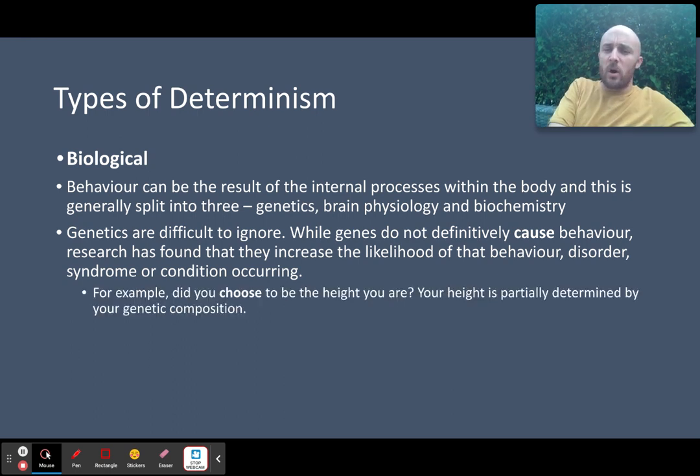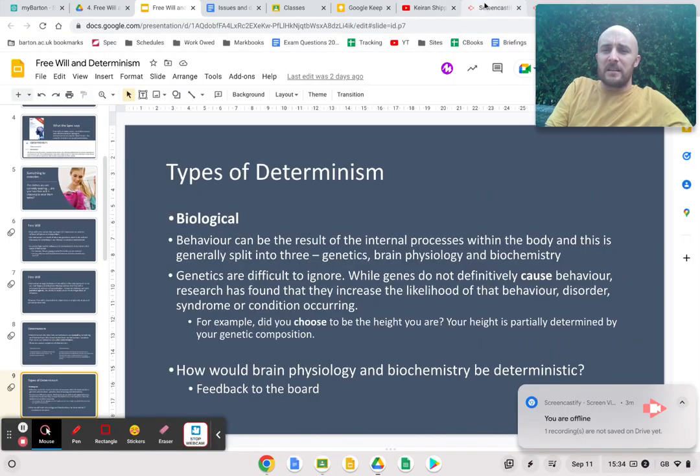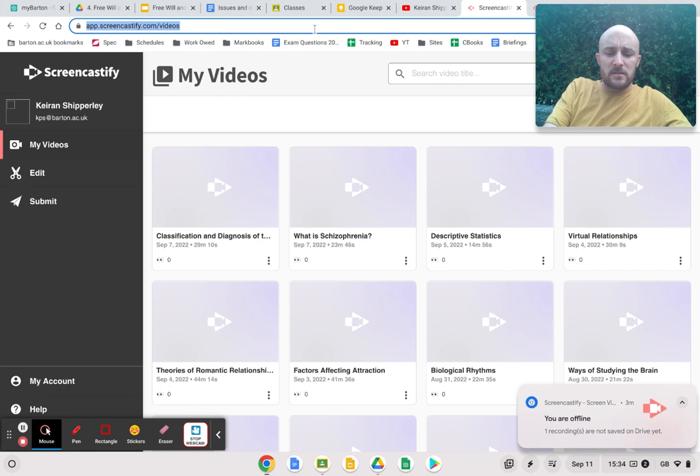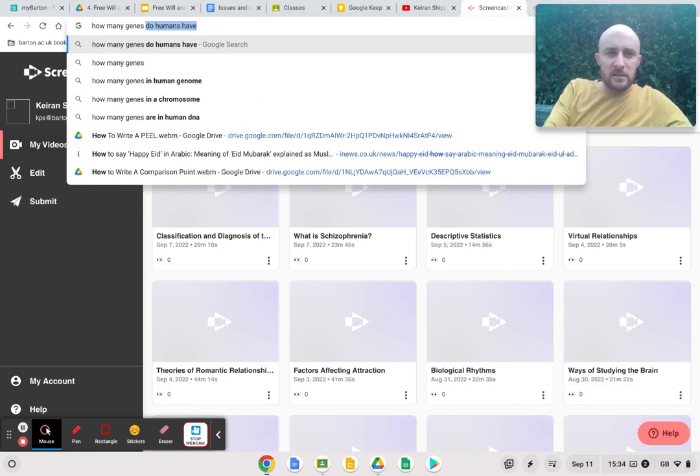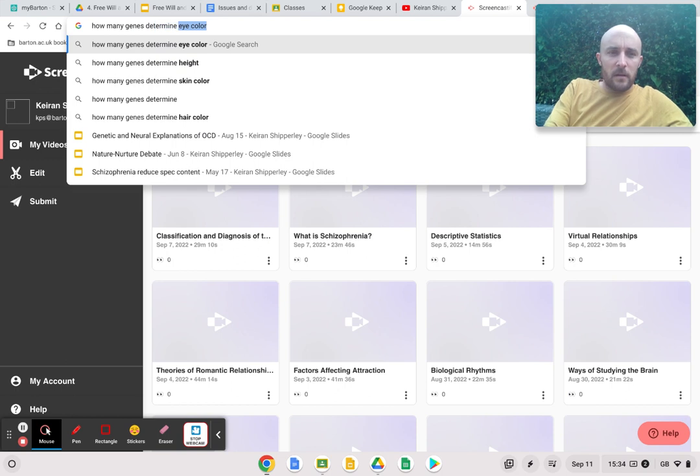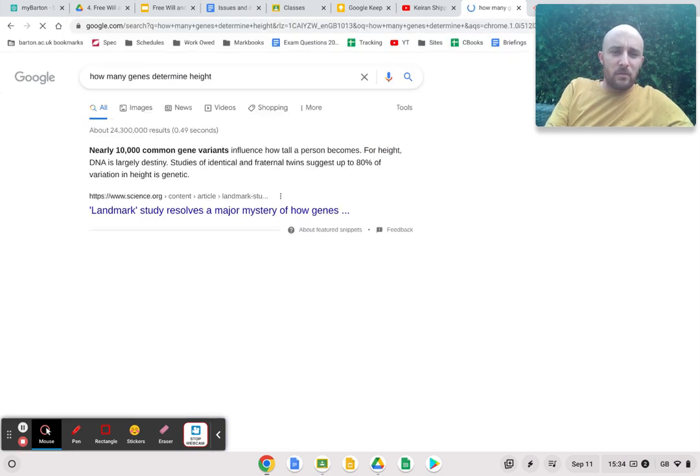And did you choose the height you were? Your height is actually decided by, I need to search this up for 2 seconds, I think it's 54 genes. How many genes determine height? There it is. Is it 54?